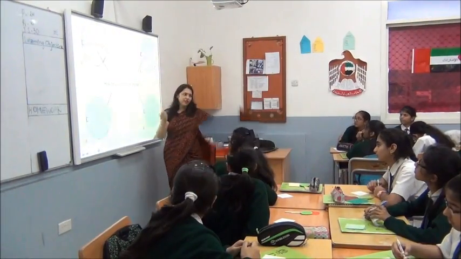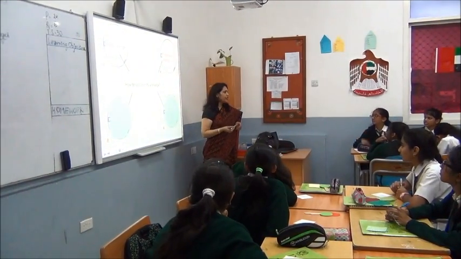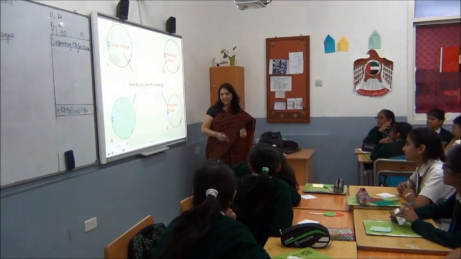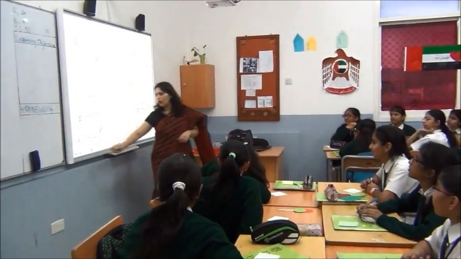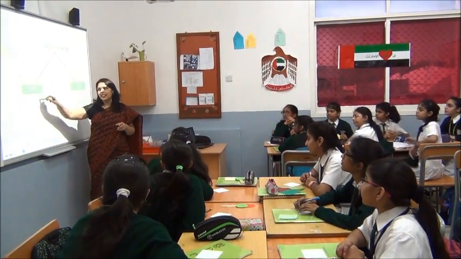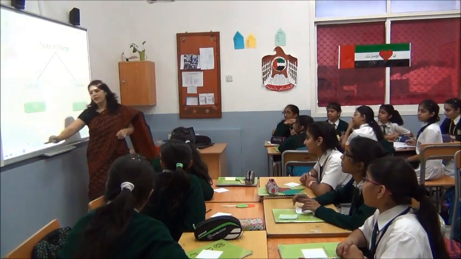What is it? When there is a change in color. When there is a change in temperature. When there is a change in properties. And when there is a change in the state. Very good. So you are all aware of what happens when a change takes place. There are two types of changes, physical and chemical.